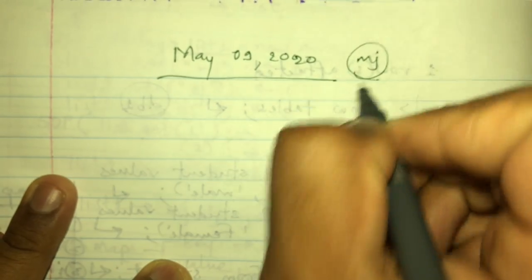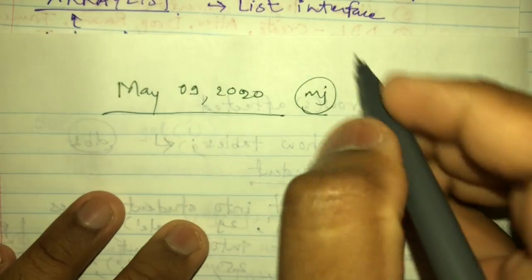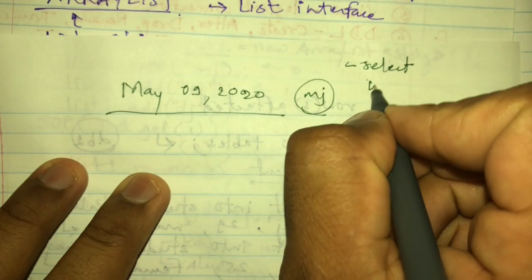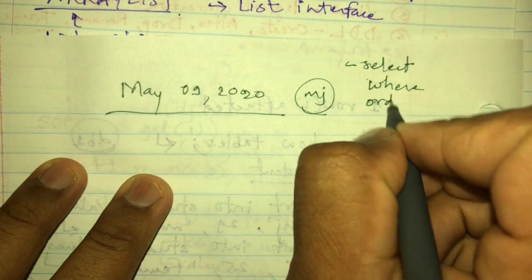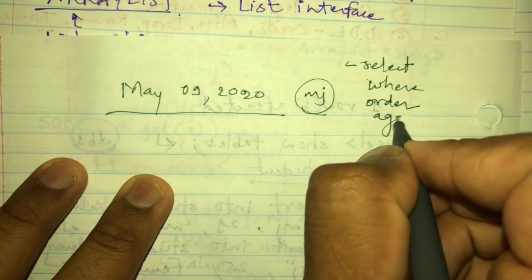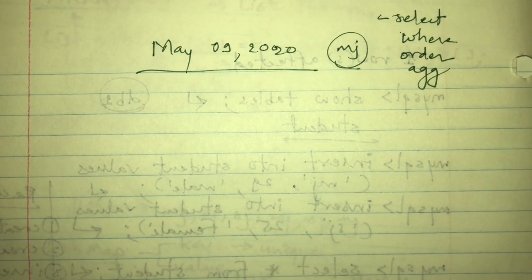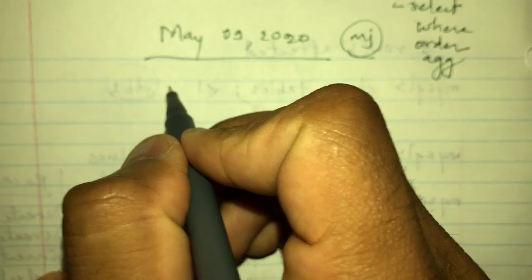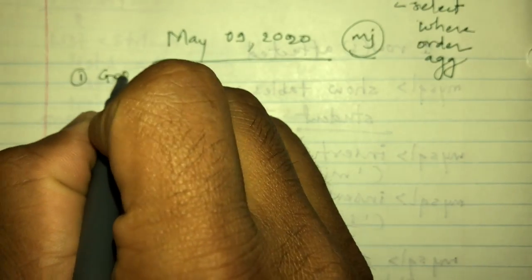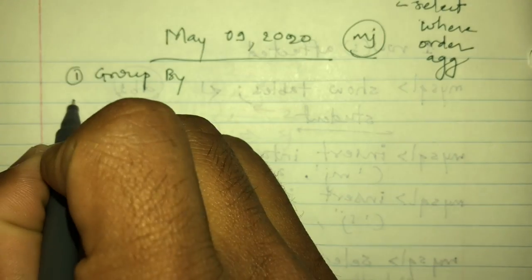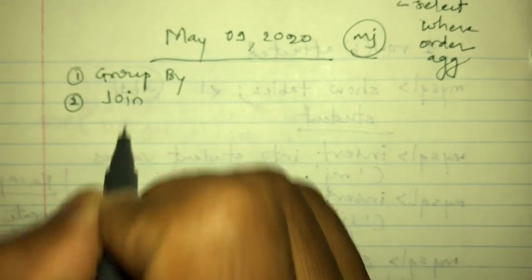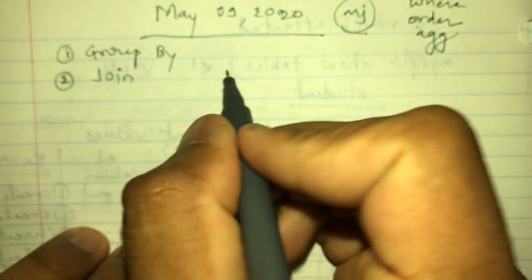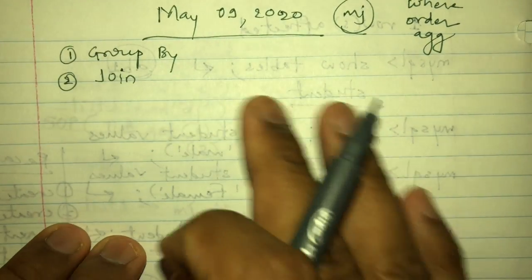This is MJ. So we have seen so far the select command in SQL with the where clause, order by clause, and some aggregation functions. Now one of the viewers reached out to me saying if I could cover the group by clause. So that will be the first topic of this video, followed by join. I will skip the subquery part in the interest of time. So let me start with group by and then we'll jump into the join.